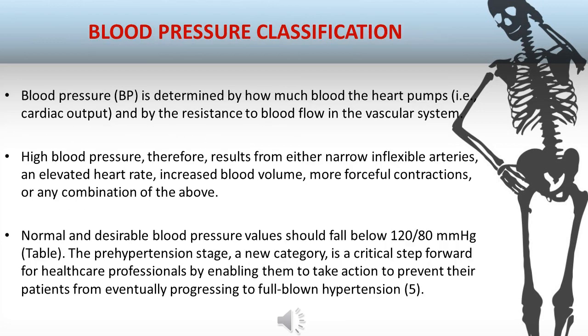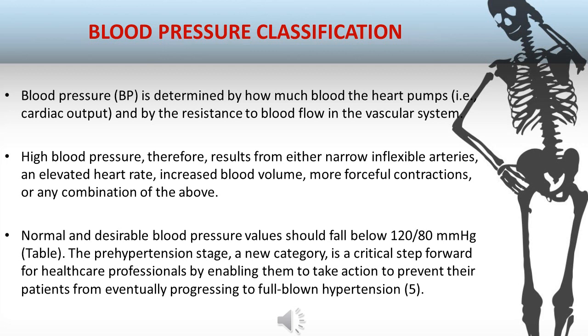Classification of blood pressure. Blood pressure is determined by how much blood the heart pumps, which in scientific terms is referred to as cardiac output, and by the resistance to blood flow in the vascular system. The cardiac output, in turn, is determined by how often the pump contracts, which is heart rate, and by the amount of blood ejected during each beat, which is stroke volume.